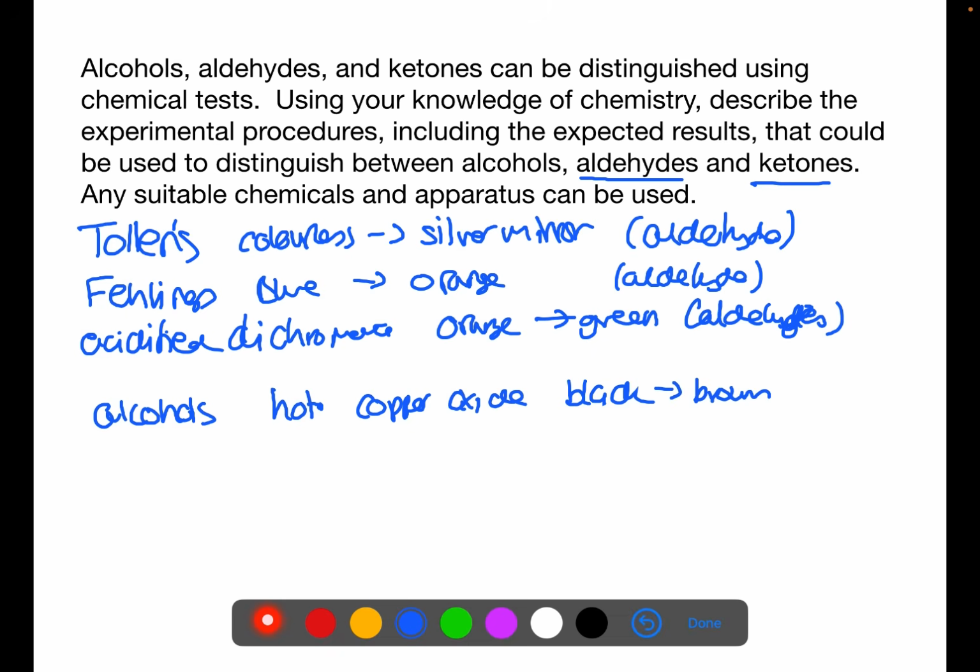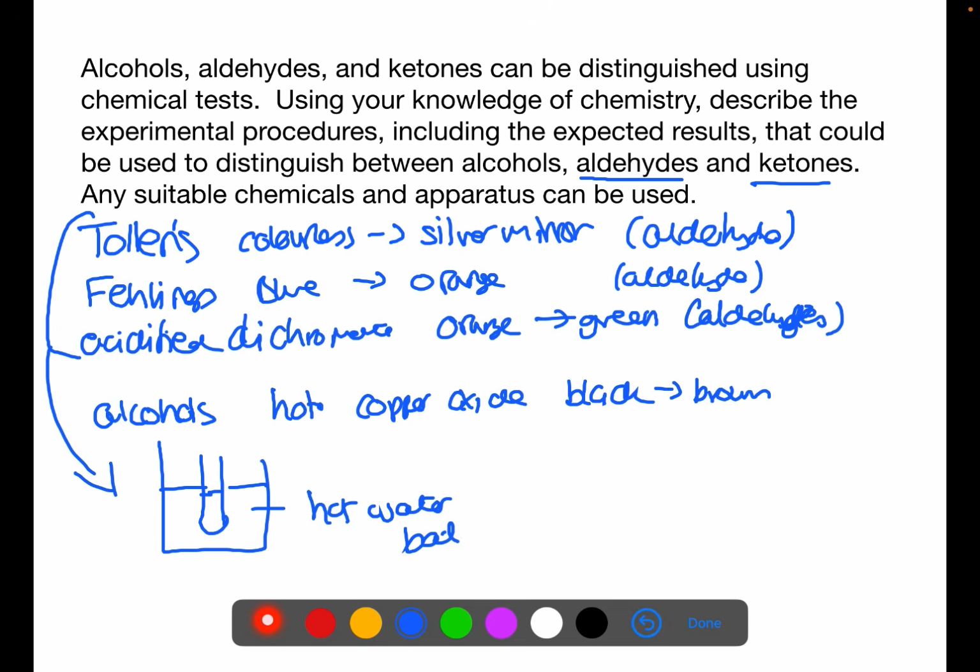The way that we could carry these out, so for the first three, it would be a case of putting the solution into a test tube and then putting that into a hot water bath. For heating it over hot copper oxide, you can just add the copper oxide in, or you can pass it over. If we have a boiling tube on its side, you can have some cotton wool which is soaked in your alcohol, and then have your copper oxide here, and then you can just heat it up.